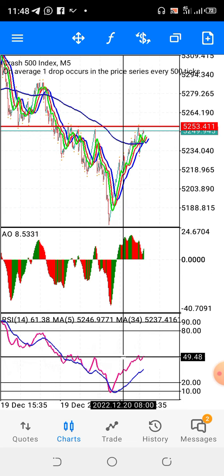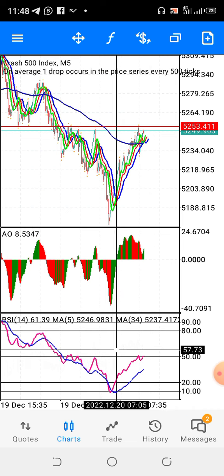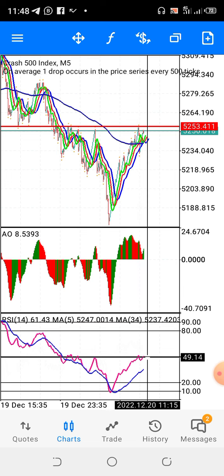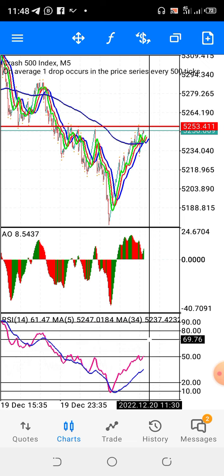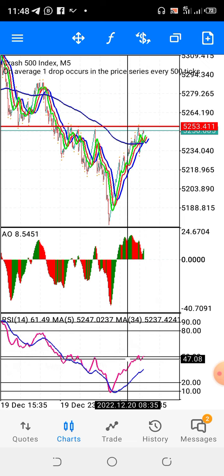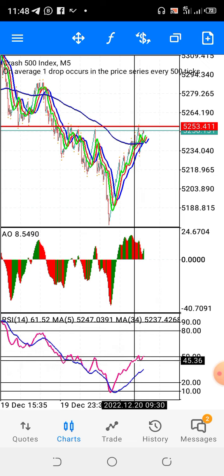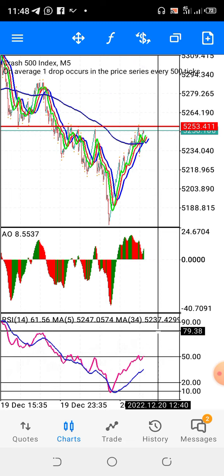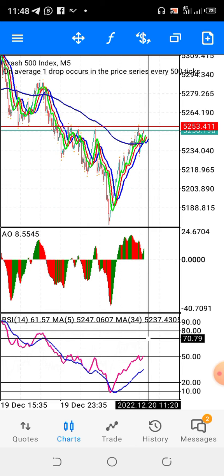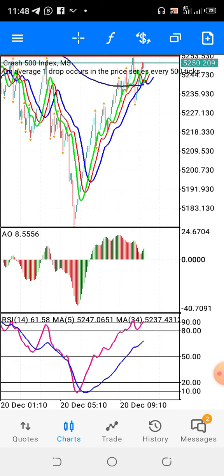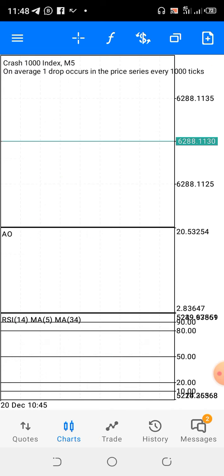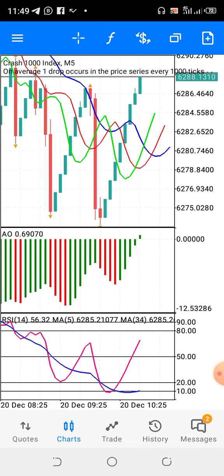Then another thing, remember that I told you that once you have in the window 2 that this 34 moving average will cross this very 50 and cross over, this here is your first TP, your first take profit, while the second one will be when it crosses here for it to get to this very 80 level. So these are the few things that you should watch out for. All right, let me go to Crash 1000 and show you.